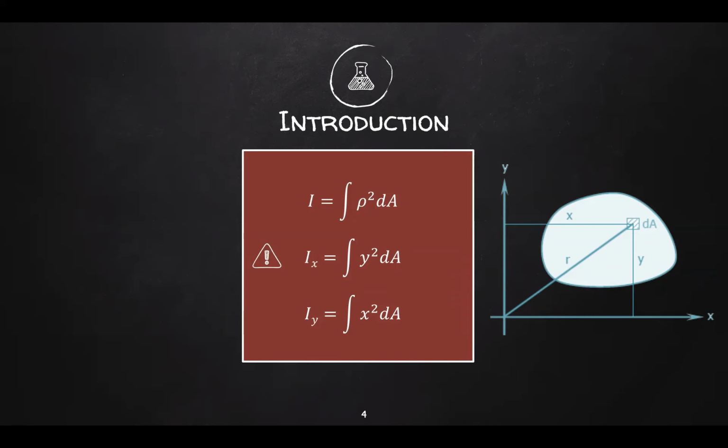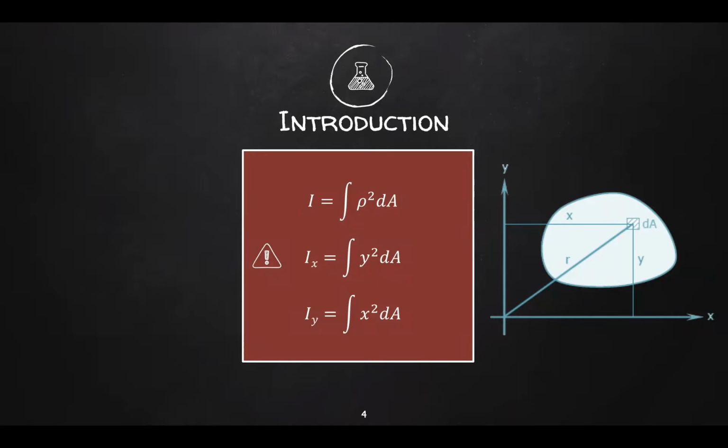Now rho is a general distance. So if we have a reference x and y axis, rho can be either x or y. So moment of inertia about the x axis, meaning we're using y distances. So that's integral of y squared dA. Likewise, moment of inertia about the y axis, we're using x distances. So that's integral of x squared dA. Okay?